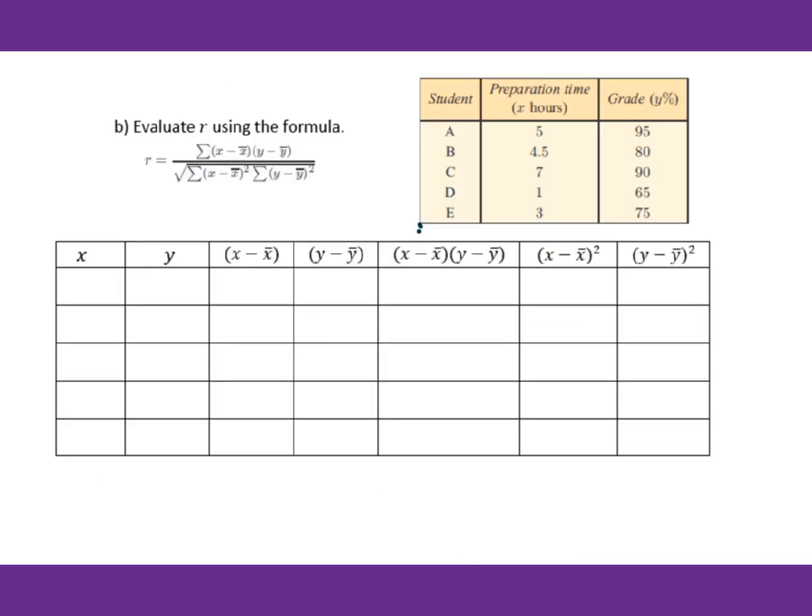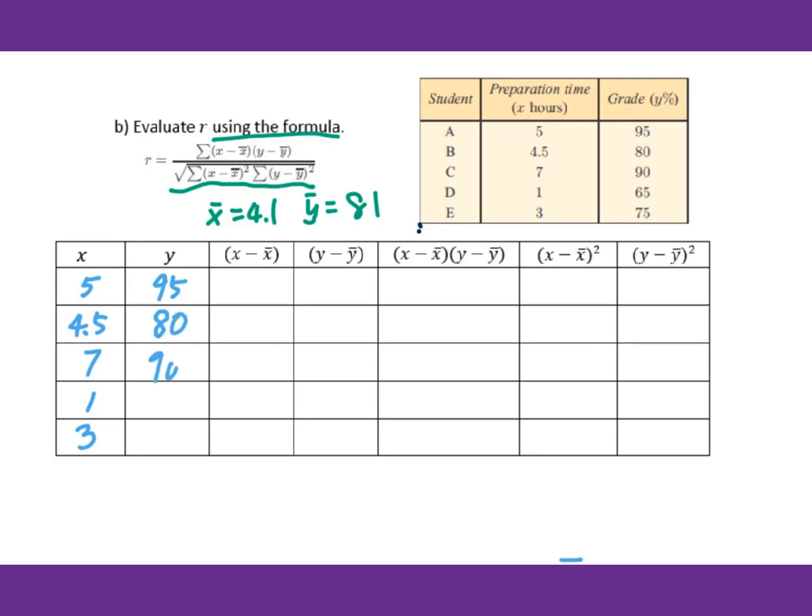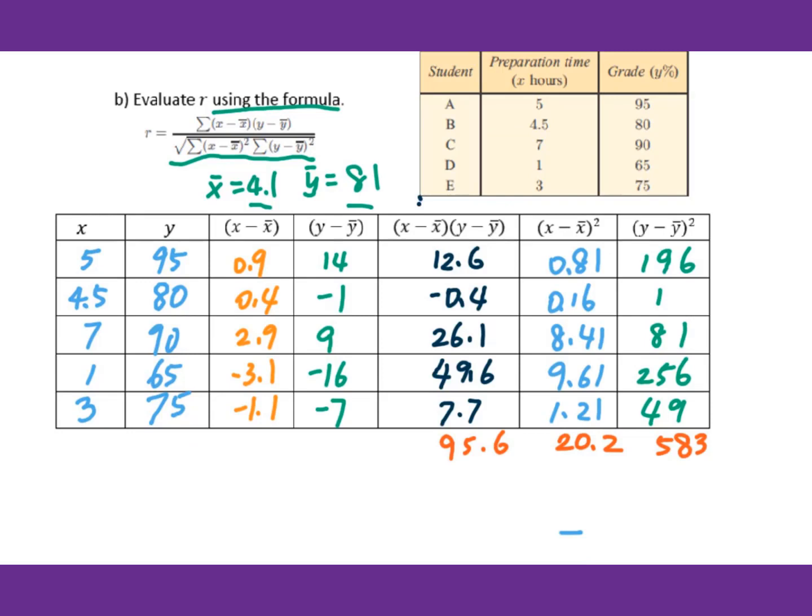Now let's go to B. Evaluate R using the formula. We will fill out this table. We have 5, 4.5, 7, 1, 3, 95, 80, 90, 65, and 75. Mean for X, that is 4.1. Mean for Y, that's 81. After we fill out this table, we can use this formula to work out this R.